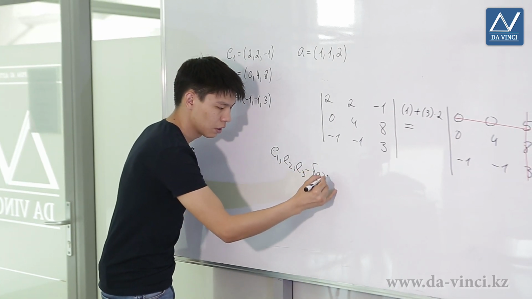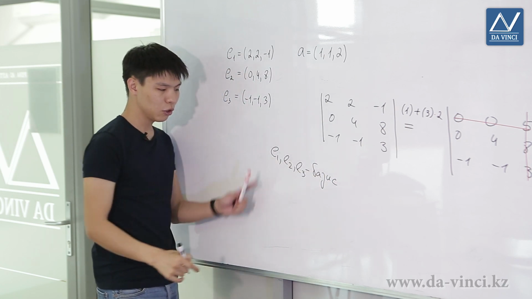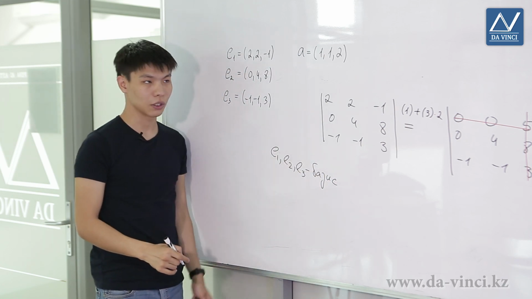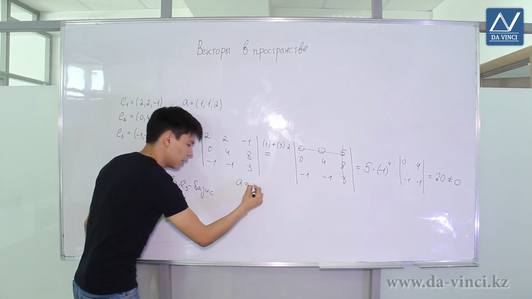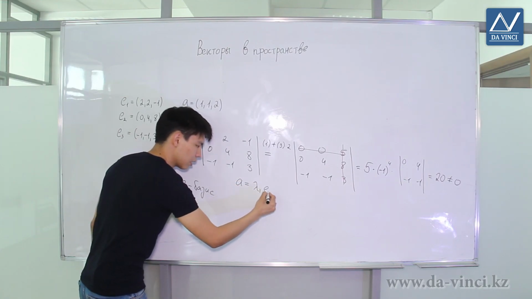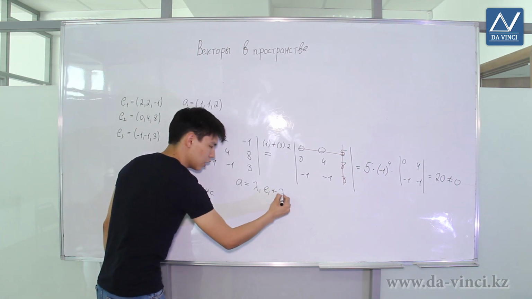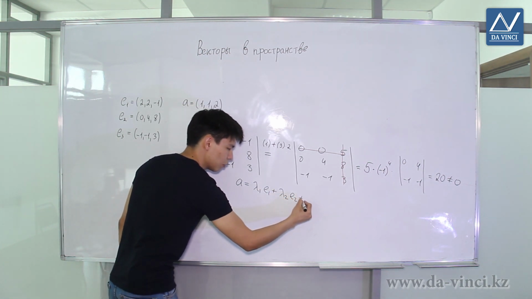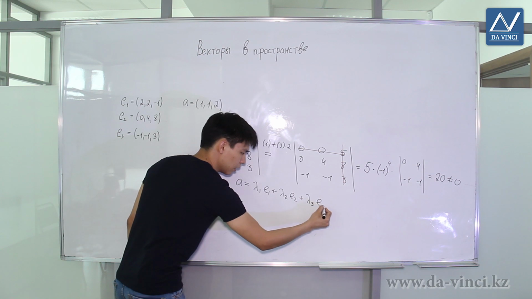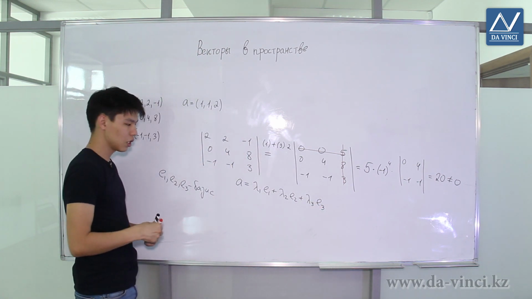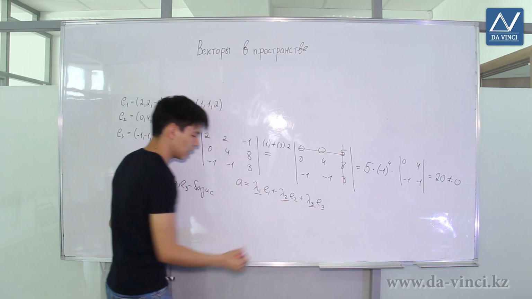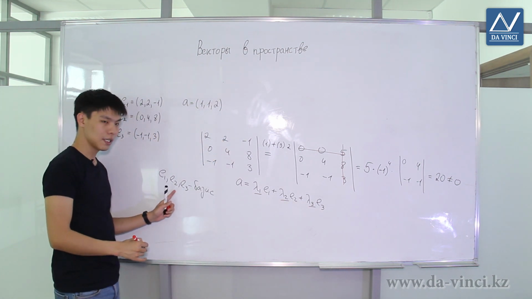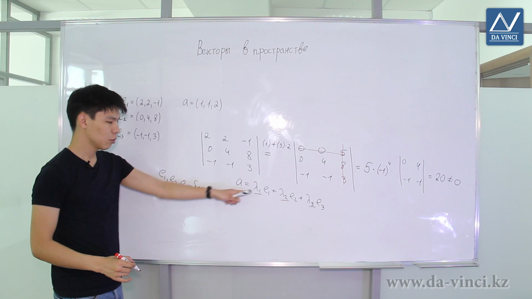This means that we can express any space vector in terms of a linear combination of these vectors. That is, we can express the vector A as some number lambda 1 times e1, plus some number lambda 2 times e2, plus some number lambda 3 times e3. So these numbers that we need to determine will be the coordinates of the vector A in the basis e1, e2, e3. We just need to calculate these numbers.